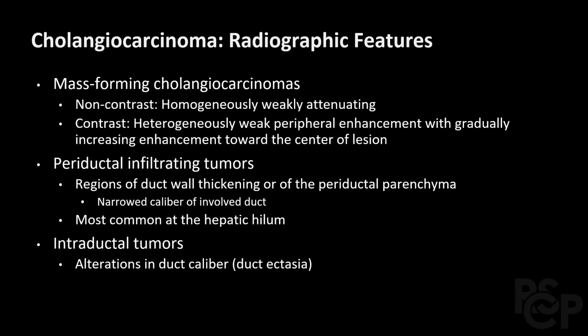Periductal infiltrating tumors present as regions of duct wall thickening or of the periductal parenchyma. The most important characteristic to note is the narrowed caliber of the involved duct. These tumors are most common at the hepatic hilum. Intraductal tumors present as alterations in duct caliber.